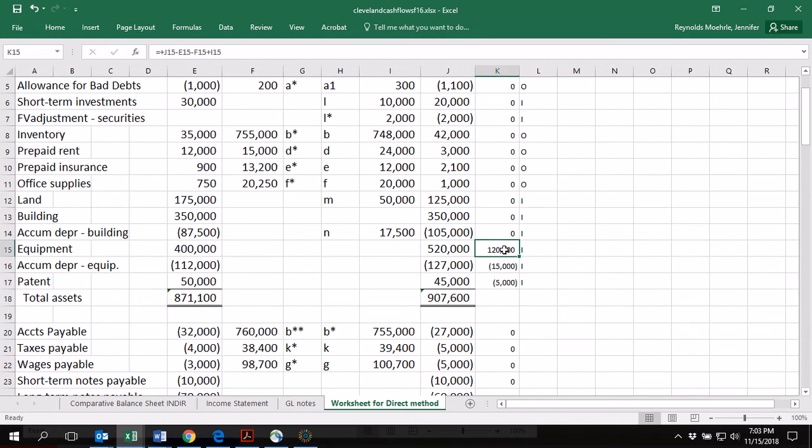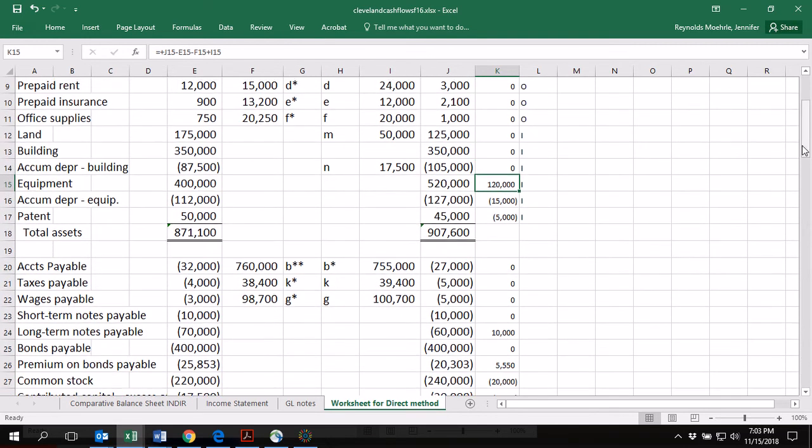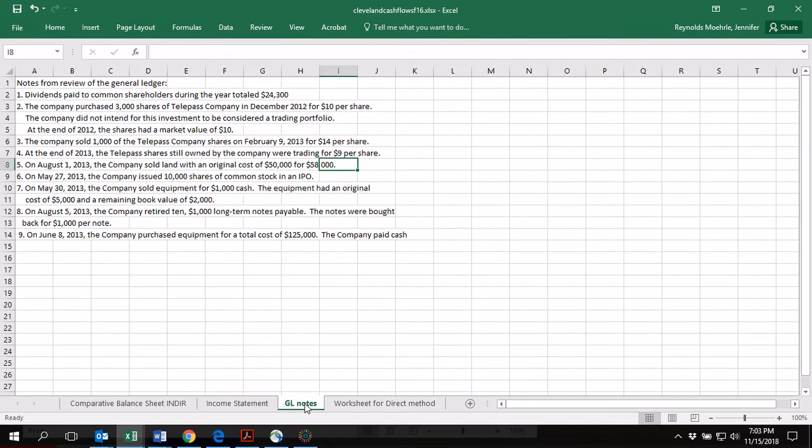So here I want to make sure that there's not more than one thing going on. So I'm going to look at the general ledger again to see what happened with the equipment. And here I see that we purchased equipment for $125,000, and here I see we sold equipment. We sold equipment with an original cost of $5,000 and a remaining book value of $2,000. Let's deal with that piece first. Okay, so we sold equipment for $1,000 cash, that pretty much tells us what goes in the statement of cash flows. But working through our worksheet, we need to account for all of that.